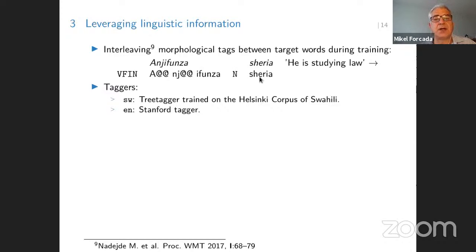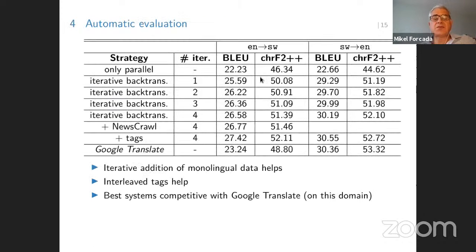For example, the sentence "Anafunza Sheria," which means he's studying law, was turned into VFIN for finite verb, and then the breakdown of Anafunza in three parts by BPE, and then the label for noun, and then Sheria. And we did that also with English. We used TreeTagger trained on the Helsinki corpus of Swahili for Swahili, and we used the Stanford tagger for English. So these are the results we got.